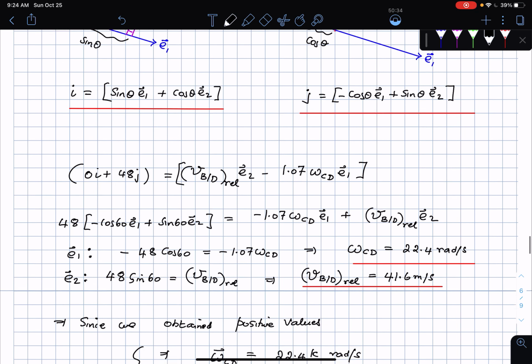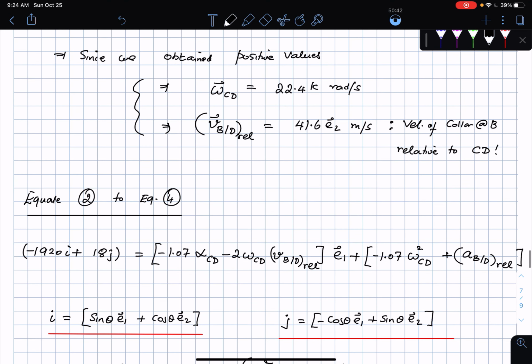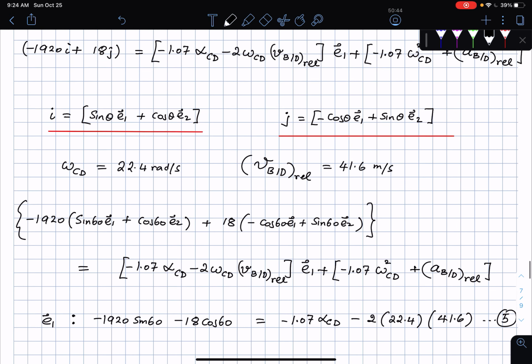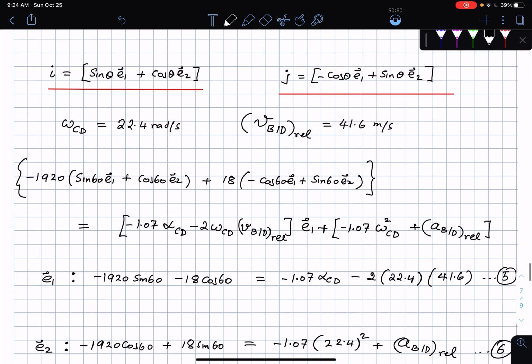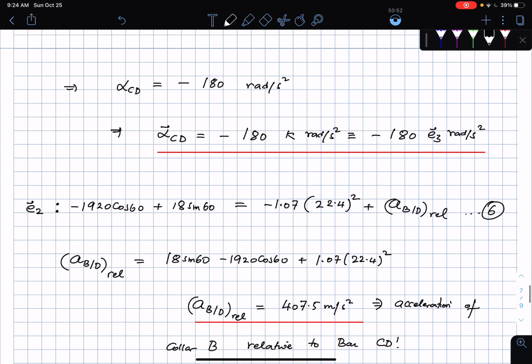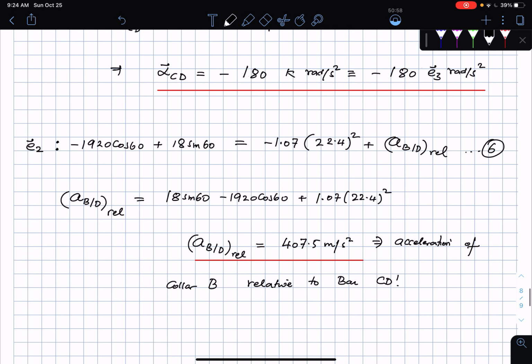Coordinate transformation is done. Equate the E1 and E2 terms, and omega CD and V_B/D relative are obtained. We obtain positive values, so this is what we have. Likewise, I do the same with the acceleration expressions as well. These are slightly unwieldy, but they're still not too bad. Equate the E1 and E2 terms, and you'll be able to obtain alpha CD and A_B/D relative, the acceleration of B relative to the bar CD. All right, so that's a good problem.